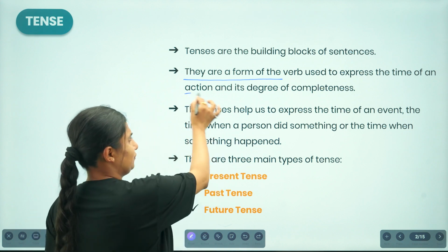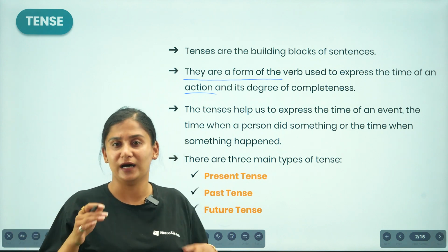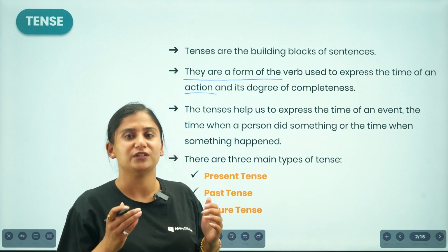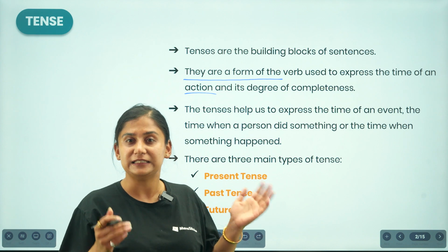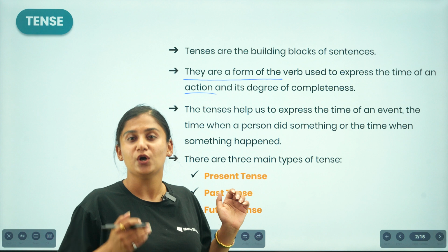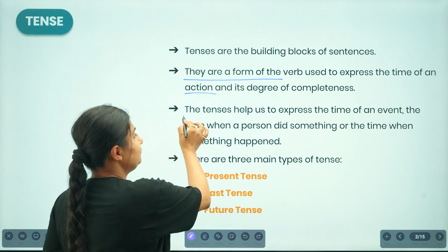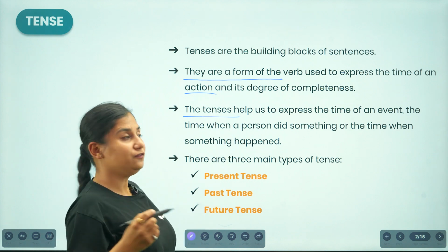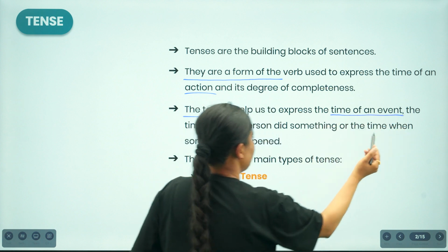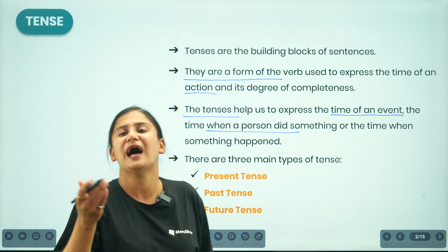It is normal to make our sentence authentic only with the presence of a verb. So tense is a form of a verb that helps us to understand when the action occurred or when somebody performed something. With the help of tense, we are able to know about the time of the event, as I already mentioned before, and also when a person did something, and also when something happened, right?